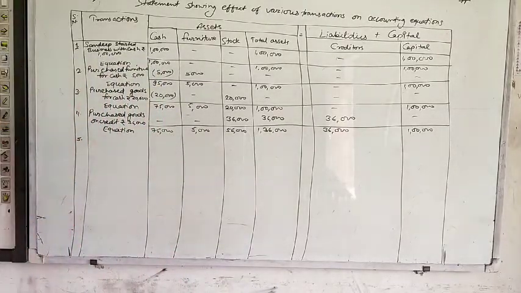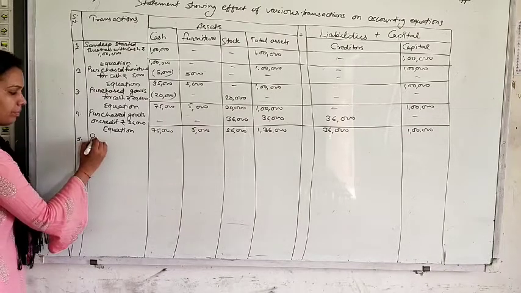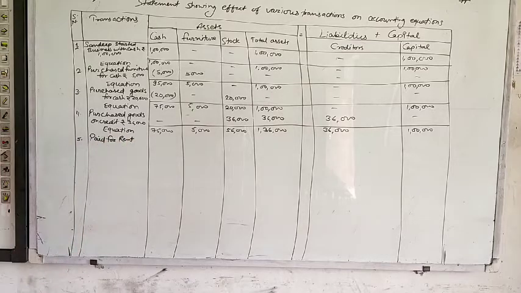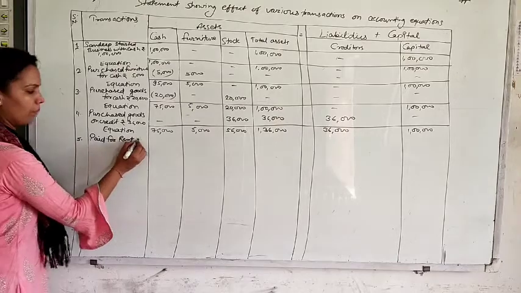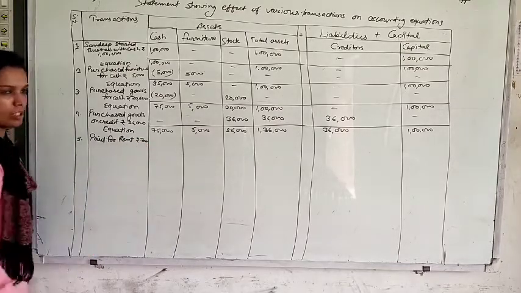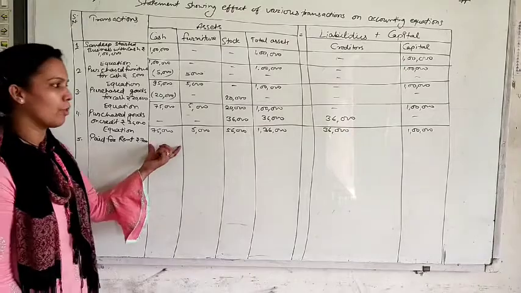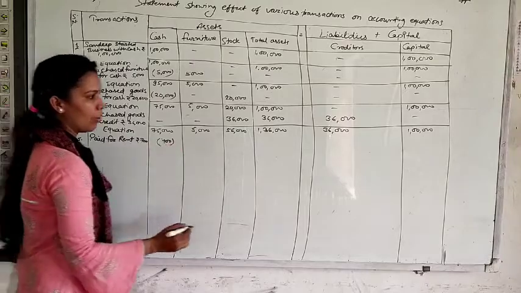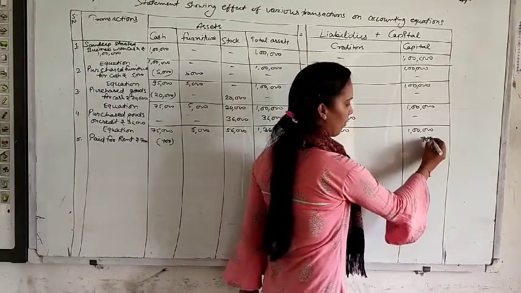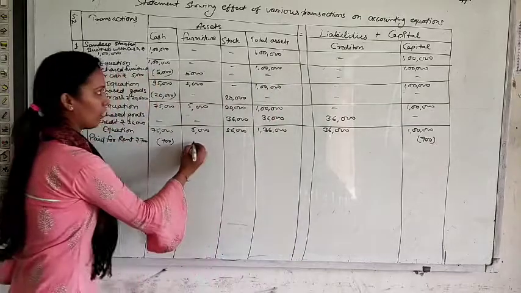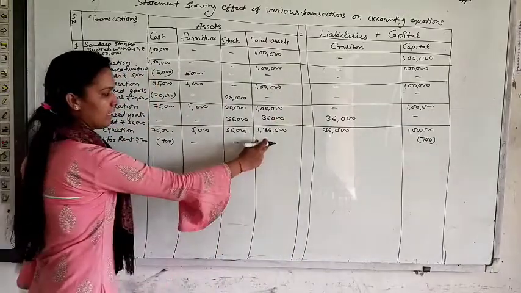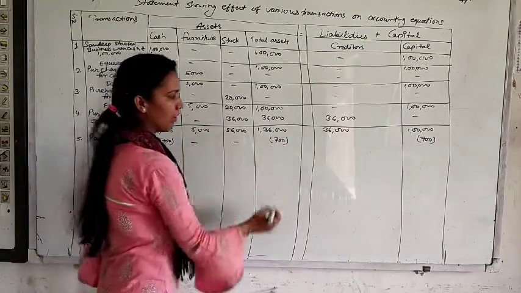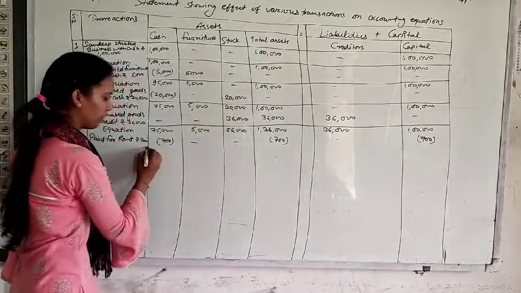Fifth transaction, paid for rent. You are paying rent. So what is the effect of this? Rent is a kind of expense for us. So every expense will be deducted from cash and capital. So 700 will be deducted from cash and the same 700 will be deducted from capital. No effect on furniture and stock. Total assets 700 is in minus, so here also 700 will be in minus. Here no effect on creditors.